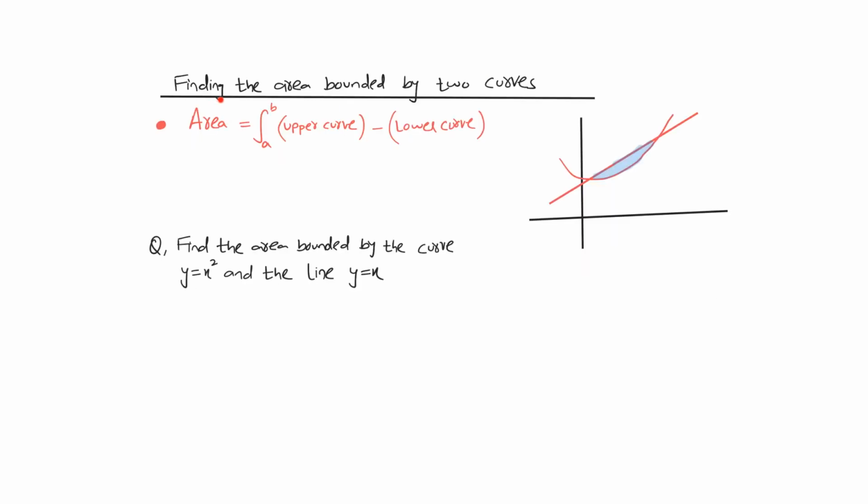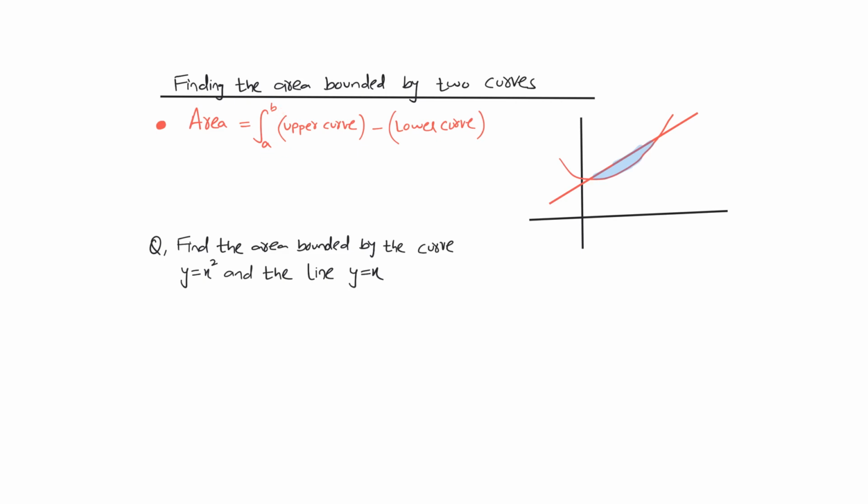So let's look at the concept of finding the area bounded by two curves now. Visualize this as you have a curve and you have another curve. It can be a straight line as well. And you need to find the area bounded by the two curves. So the area bounded by the two curves can be found by subtracting the equation of the lower curve from the upper curve and then integrating from A to B.